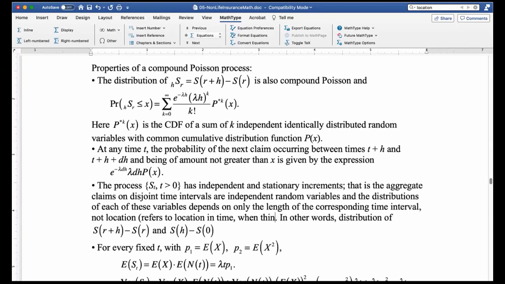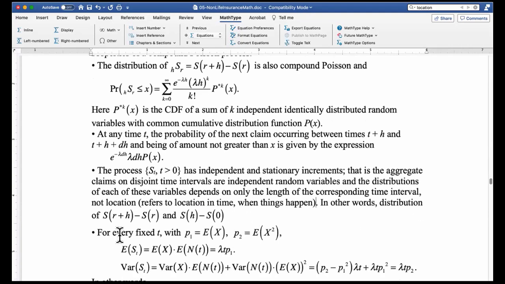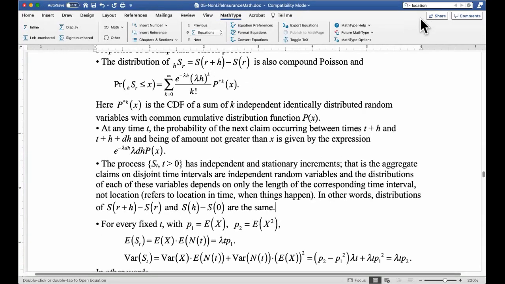When things happen, the time. So in other words, the distribution of S of R plus H minus S of R and S of H minus S of 0 distributions are the same. So that's this point about these stationary decrements.